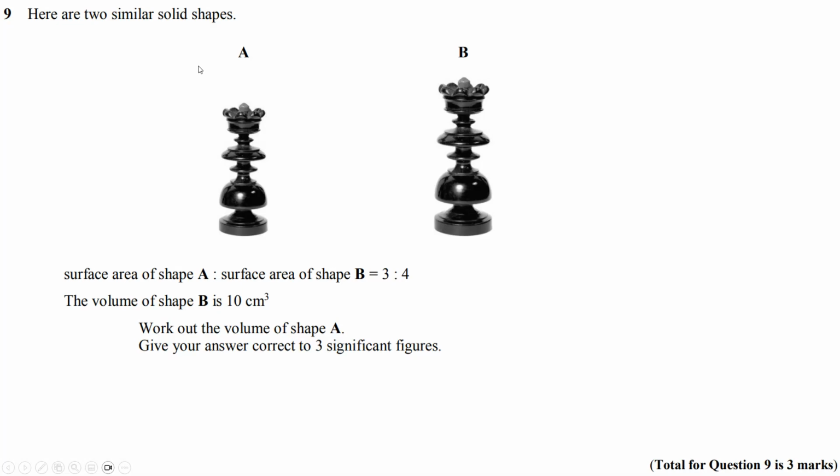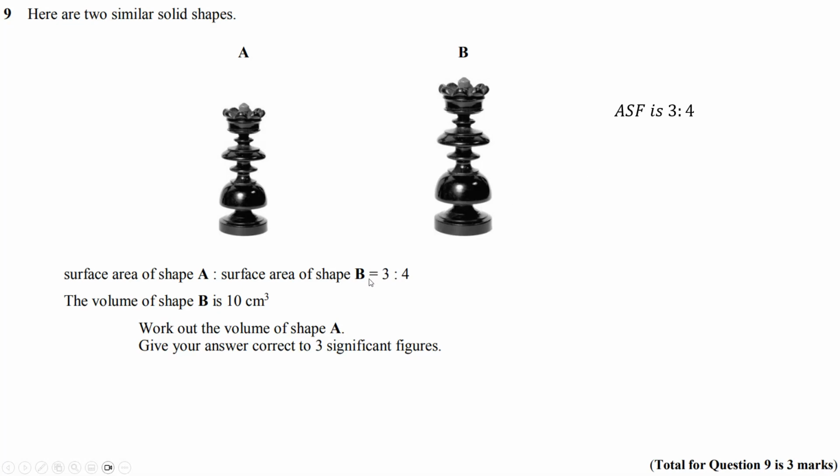Here are two similar solid shapes, A and B. The surface area of shape A to the surface area of shape B is in the ratio 3 to 4. The volume of shape B is 10 centimeters cubed, work out the volume of shape A. Now, if you notice here, they've given us the surface area, but they want us to work out the volume. So what we need to do is somehow turn the surface area into the volume.